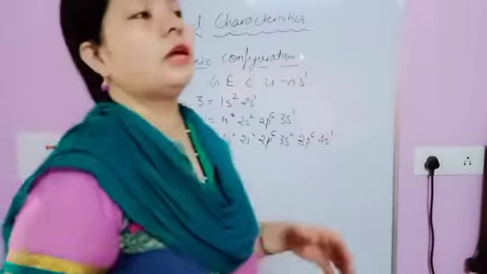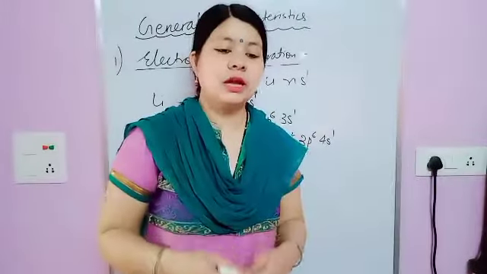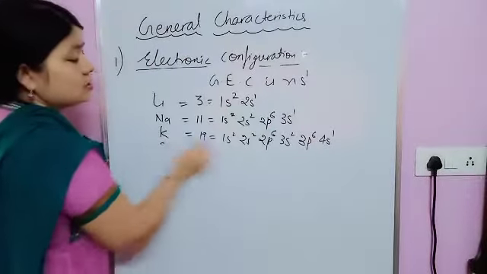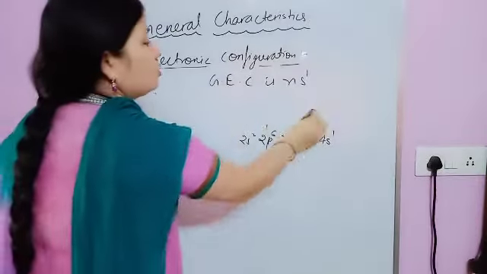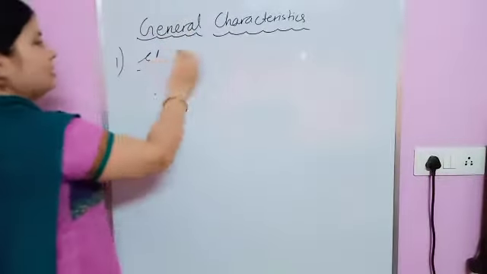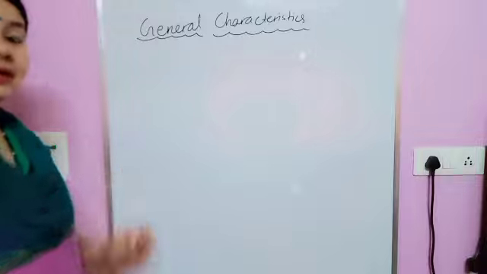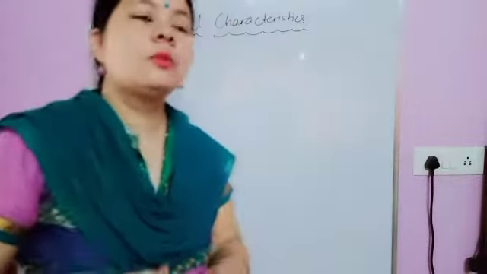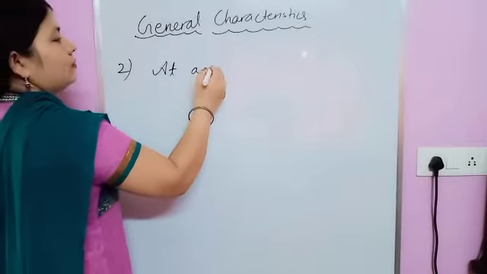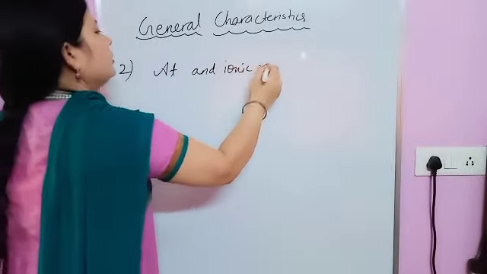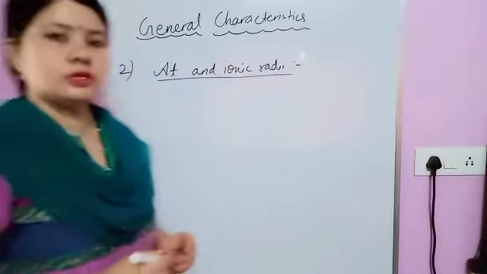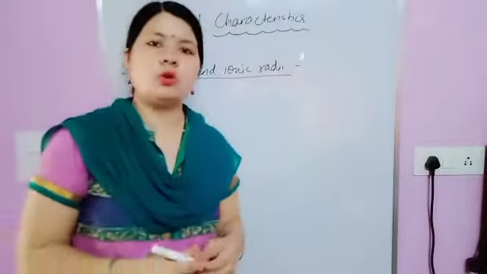Now we have the second general characteristic, atomic radius. What is atomic radius? Simple, it's the distance from the center of the nucleus to the outermost electron. In case of first group members, their ionic or atomic radii are largest in their period. This is your second general property, atomic and ionic radii. It's the distance from the center of the nucleus to the outermost shell.